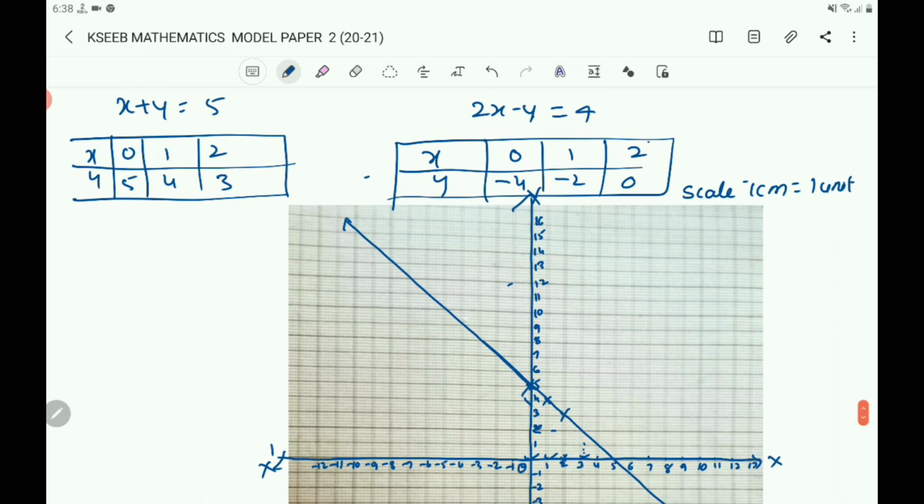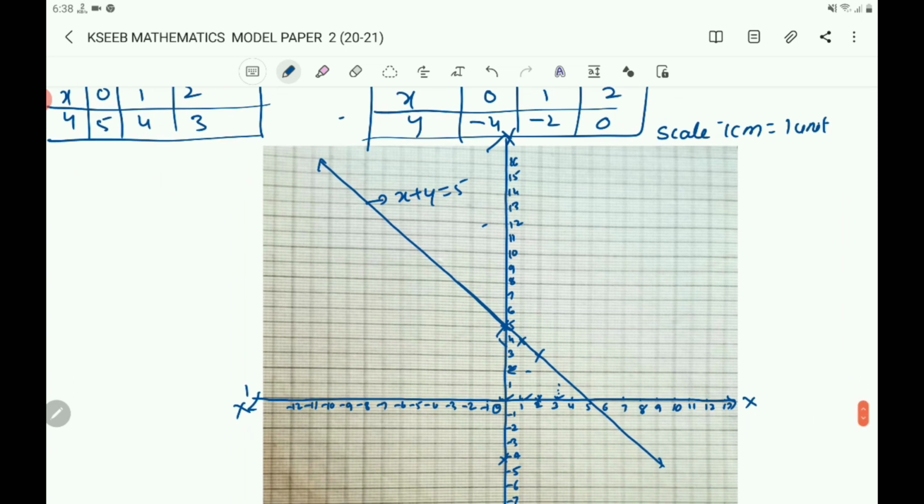First one is x plus y equals 5. Now you come to the second one, 0, minus 4. 0 is there, minus 4 is already there. 1, minus 2. So where is 1? 1 is here. 1, minus 2 is here. Then 2, 0. 2, 0 comes here. Again you draw the straight line.